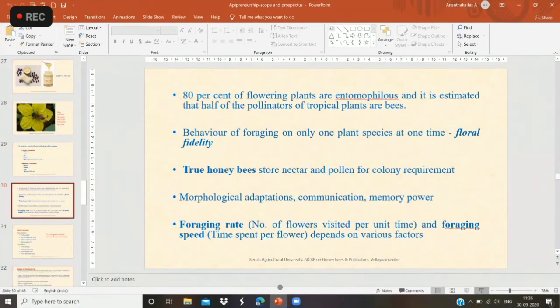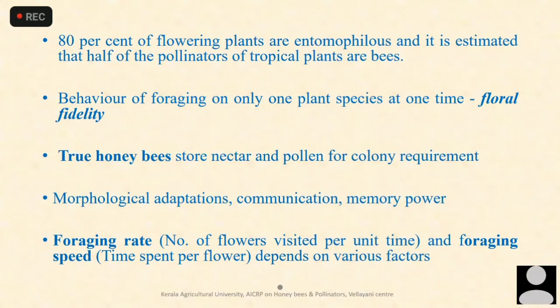So apart from the morphological adaptations, communication, and the memory power, the bees have the ability to understand at what time the flowers will bloom. Then the foraging rate, that is the number of flowers visited per unit time, and the foraging speed, the time spent per flower. These depend upon various factors, but the prime thing is the foraging plants, particularly the flower size and shape, and the food resources, which determine the foraging rate.